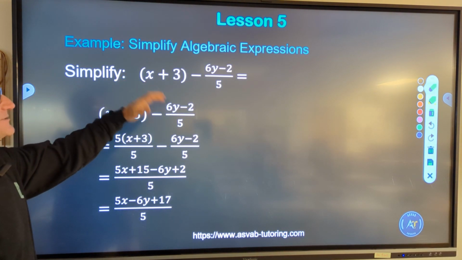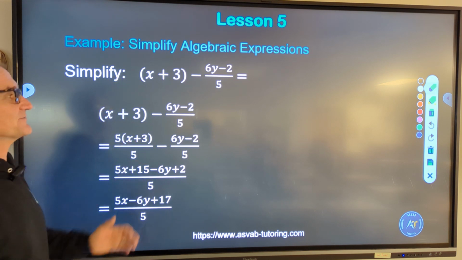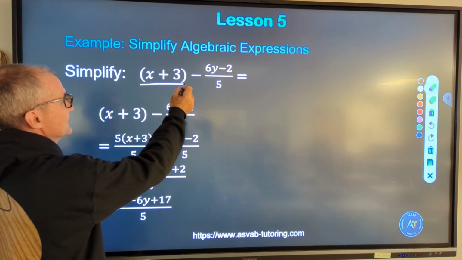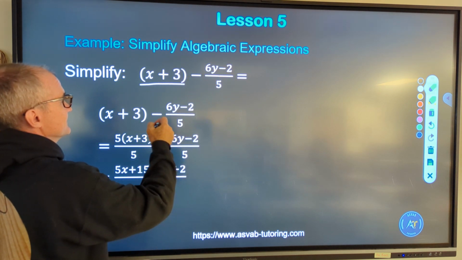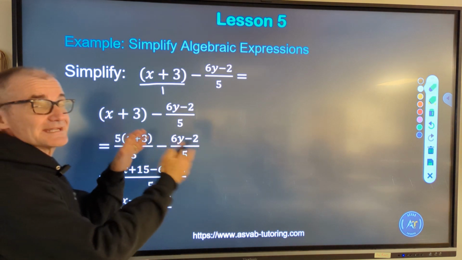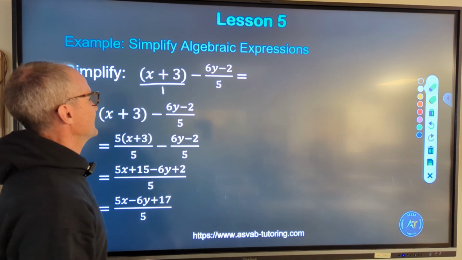Still simplifying algebraic expressions, but now we're mixing fractions into it. So I have this thing right here, x plus 3 minus this fraction. Right? This is a fraction as well, so this is over 1. The way I add and subtract fractions, I've got to get a common denominator.